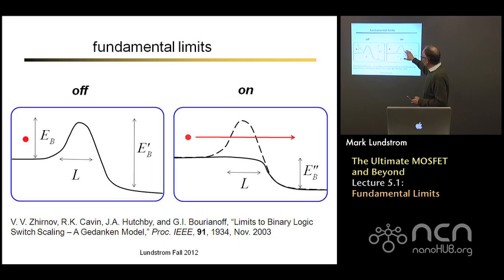What happens in the on state? You apply a positive gate voltage, positive potential pushes the energy down, the electron flows from the source to the drain. Once the electron gets in the drain, it scatters and dissipates all of its energy and drops down near the bottom of the conduction band, and the switching event has occurred.